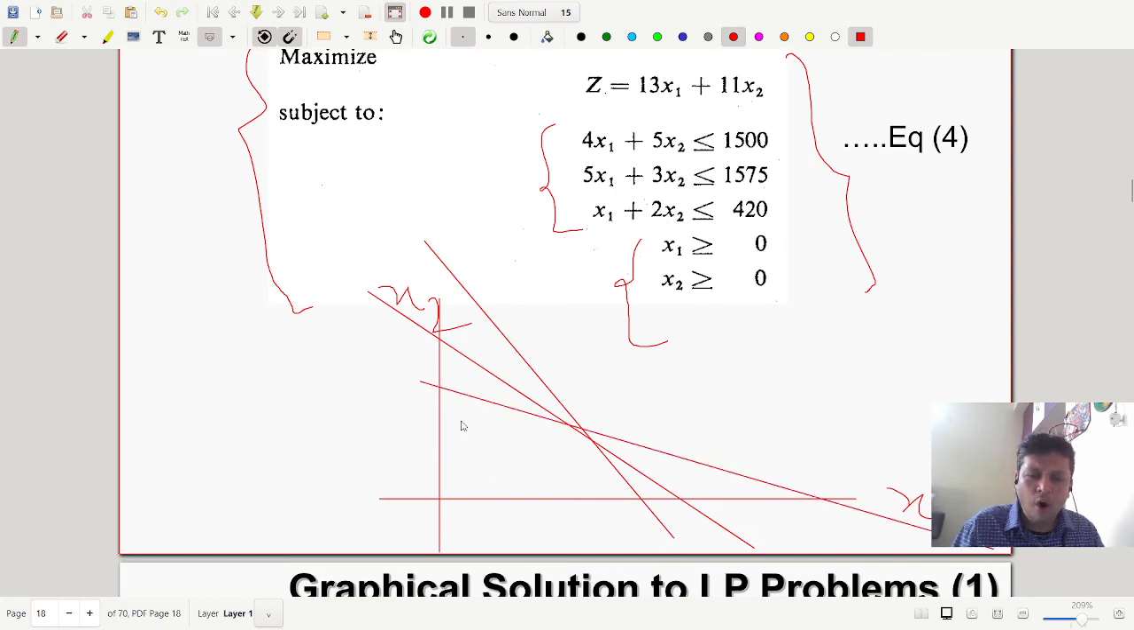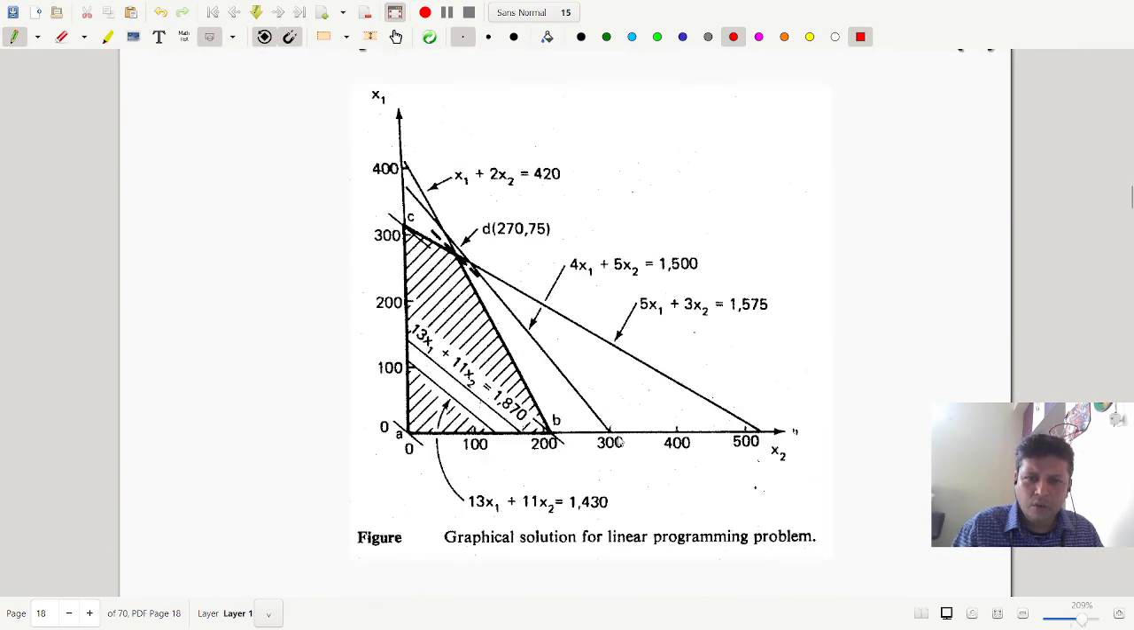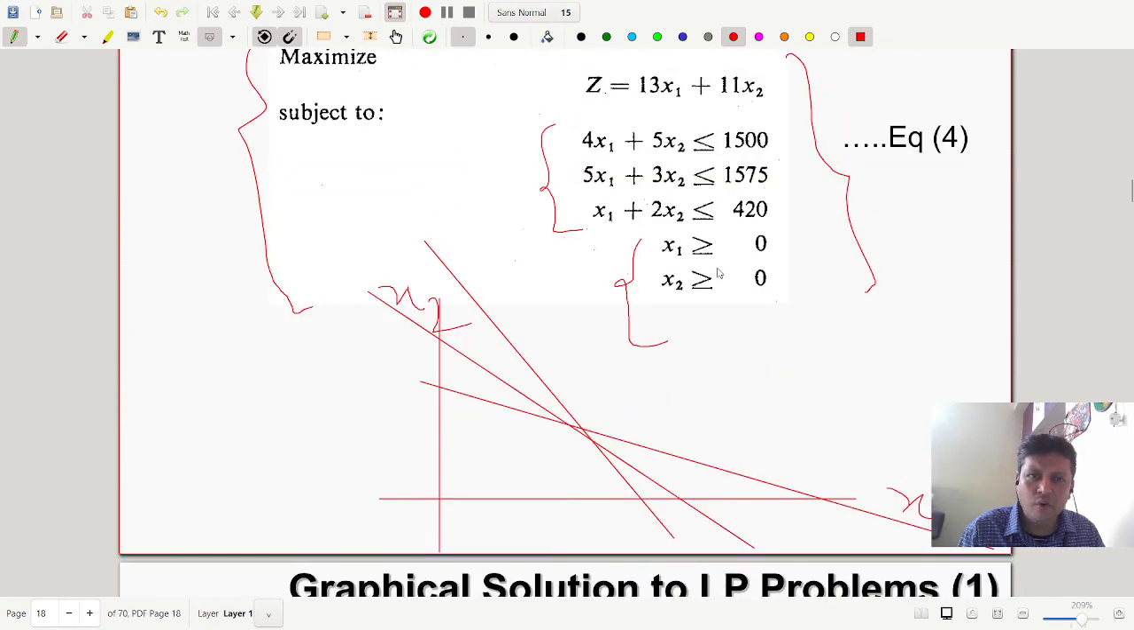So I will draw this. Look at that, it is drawn here. You know how to draw the straight lines taking intercepts. These are the straight lines. And why is this region shaded? Actually, look at your first constraint, 4x1 plus 5x2 less than or equal to 1500.